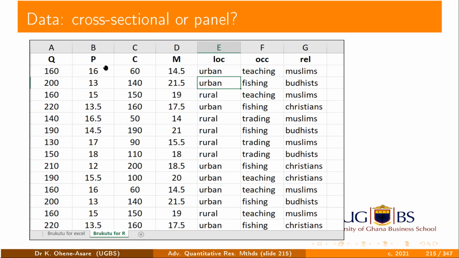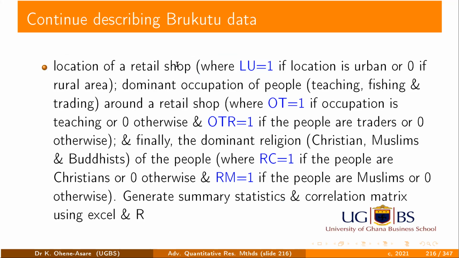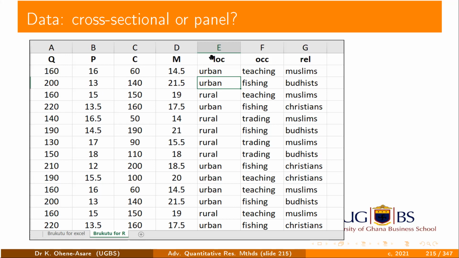This is a multiple regression because the dependent variable is one and the independent regressors are many. P is the price of the product. C is the complement price of the product. N is the average income of the people. All of them have been explained here. The rest of the variables are dummy variables, where you believe that the location of the shop can affect the demand. The location of the shop is either urban or rural.